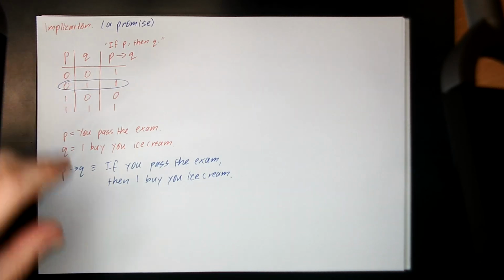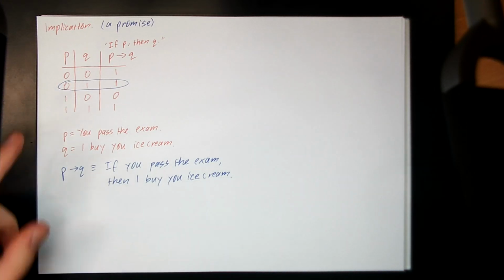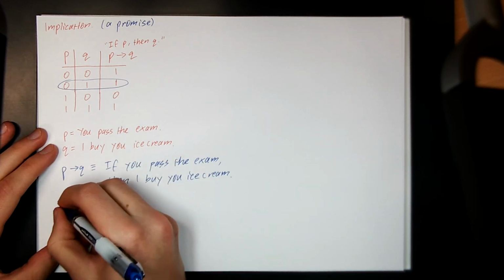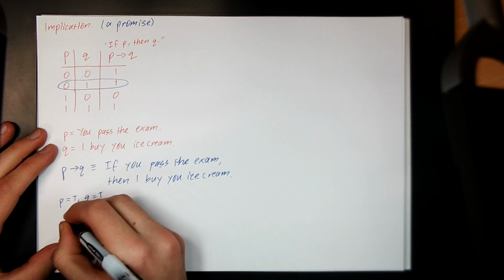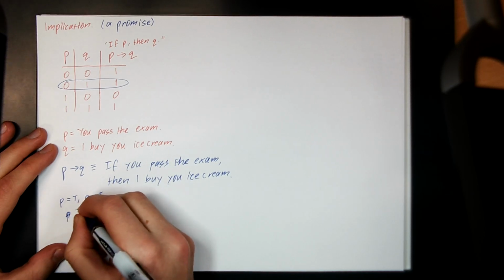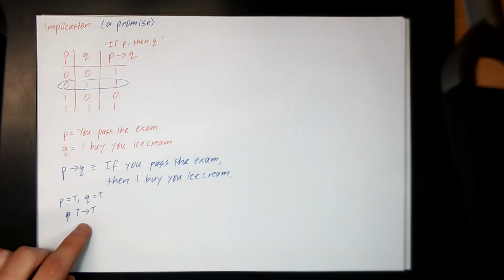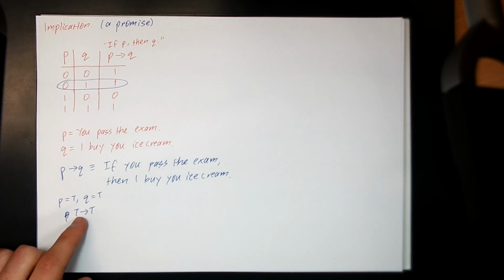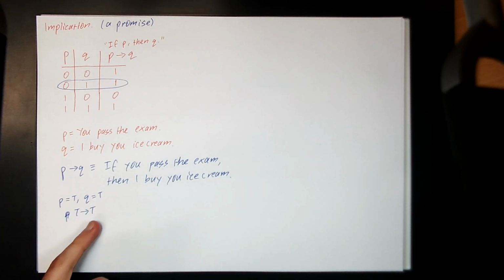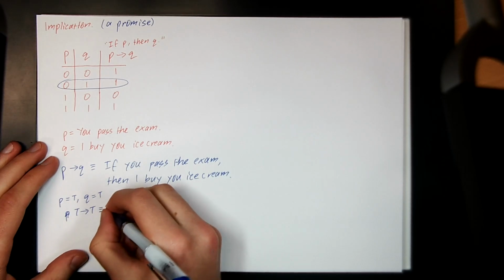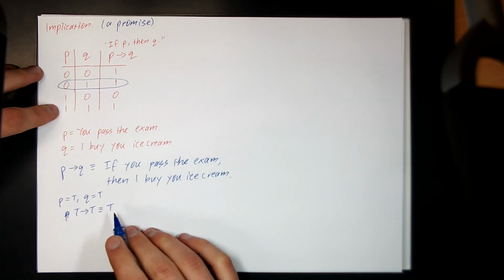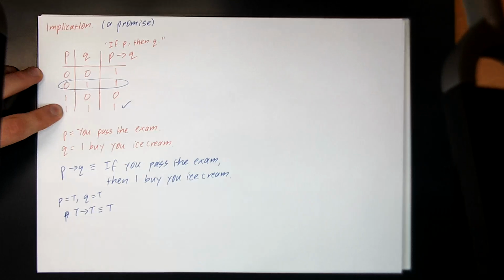And there's really 4 cases to consider here, right? So we'll do the easy case first. If P is true and Q is true, then we have true implies true. This is a circumstance where you did pass the exam and then I bought you ice cream afterwards. That means I kept my promise. That means true implies true is equal to true. And that matches our truth table here. So this one is good.